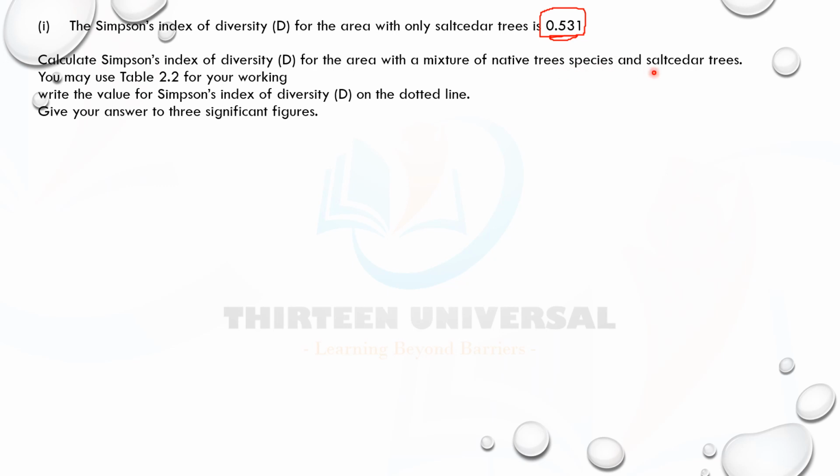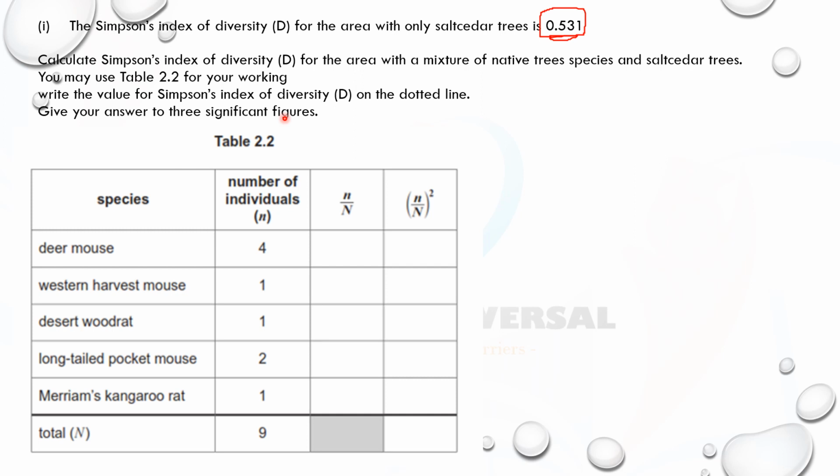of native tree species and salt cedar trees. You may use Table 2.1 for your working. Write the value for Simpson index of diversity D on the dotted line. Give your answer to three significant figures. So I want you to do this with me. Remember, this is n. This is the total number of individuals, 9. Bring your calculator. Let's play the game.